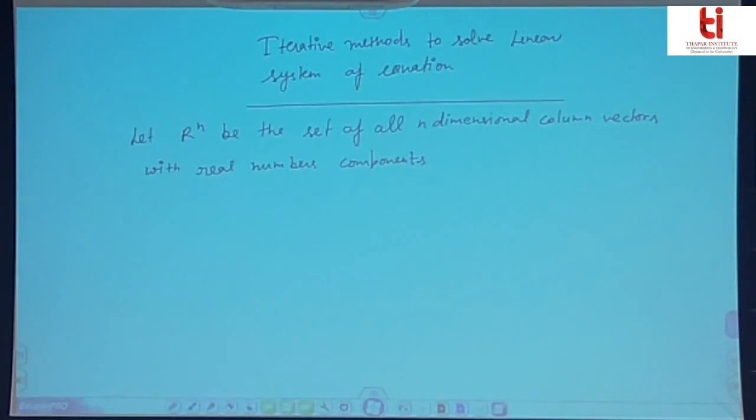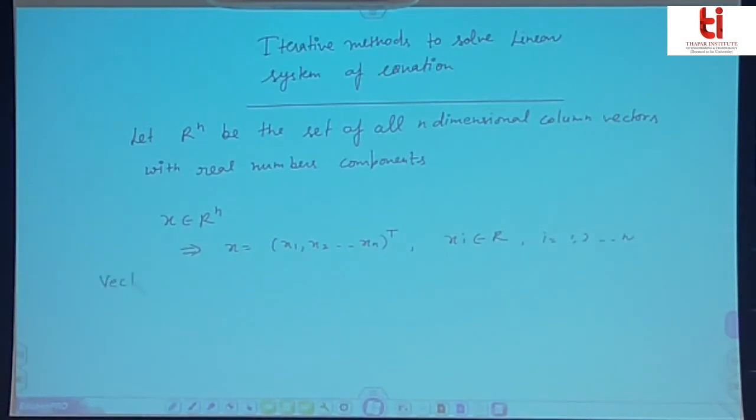Okay, so if we are saying a vector x belonging to Rn, that means x has n components, x1, x2 up to xn, where these xi's belong to the set of real numbers. So Rn is the n-dimensional column vector, and x1, x2, xn are real numbers, i equal to 1 up to n.